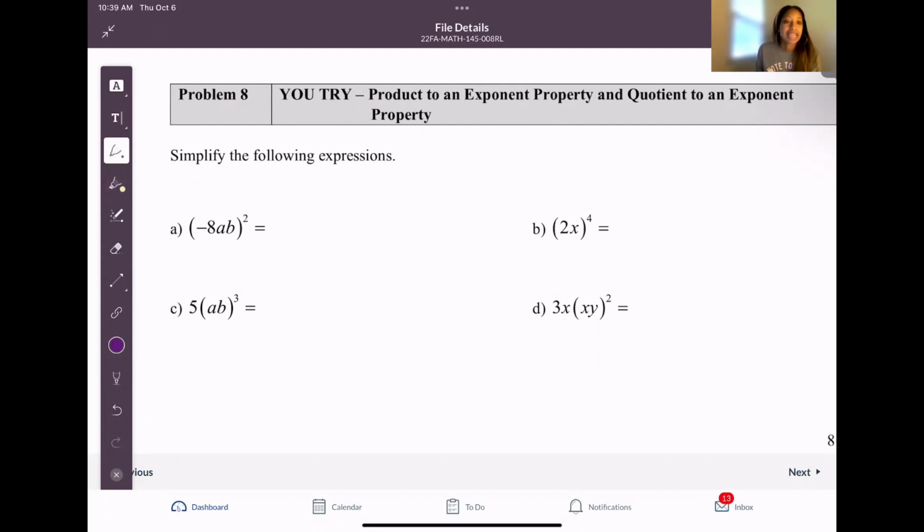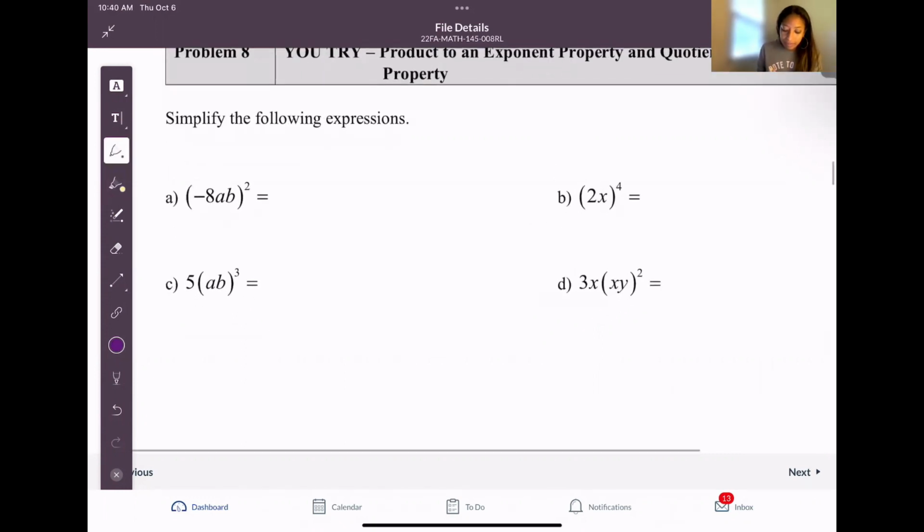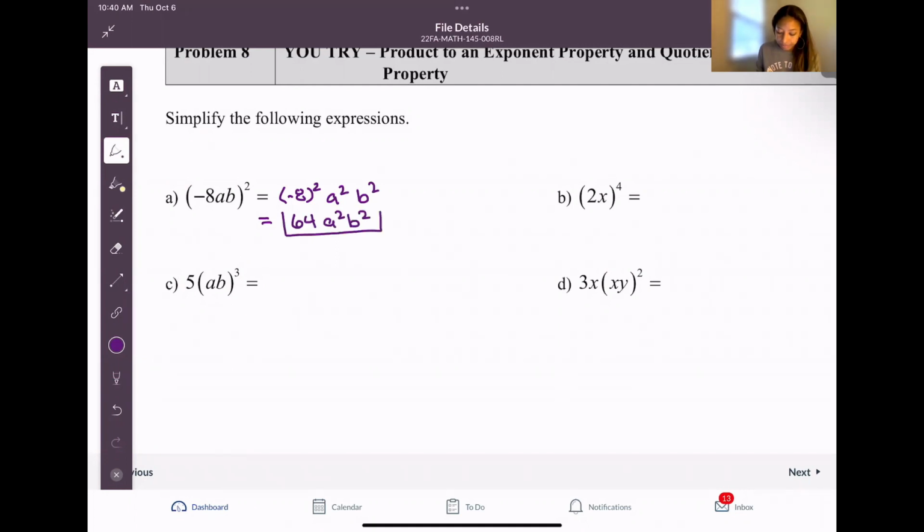For problem A, negative 8ab all being squared. We can apply that square to each term in the base. Please note that with that negative 8, I put that in parentheses because we're multiplying negative 8 times negative 8. So our answer should be a positive 64, and then times a squared times b squared. For problem B, 2x all raised to the 4th power. This would be 2 to the 4th power times x to the 4th power, which is 16x to the 4th.